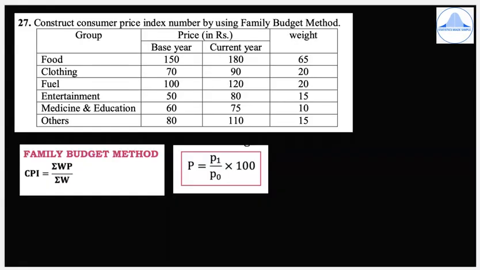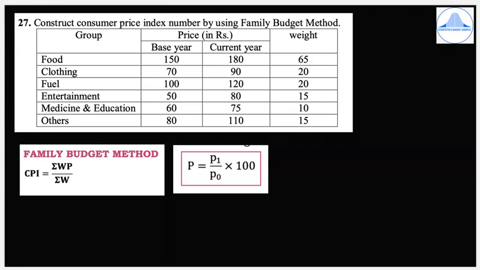27 question. Construct consumer price index number by using family budget method. Group: food, clothing, fuel, entertainment, medicine and education, others. The prices for the base year are 150, 70, 100, 50, 60, 80. Current year prices are 180, 90, 120, 80, 75, 110. And the weights for the corresponding groups are 65, 20, 20, 15, 10 and 15.